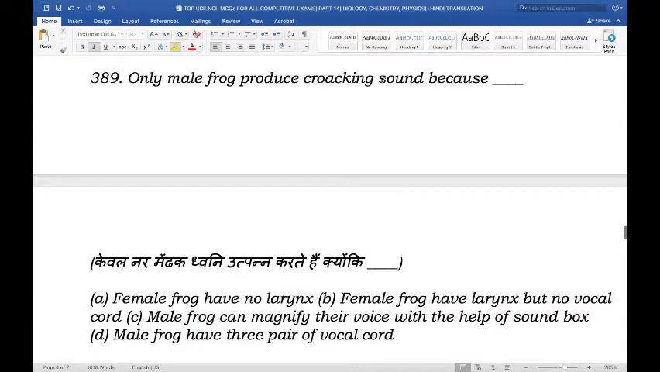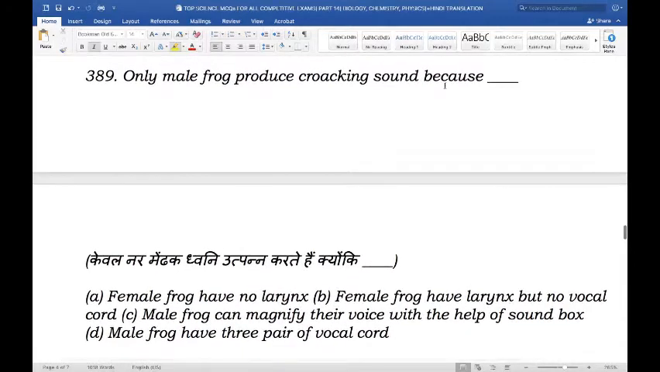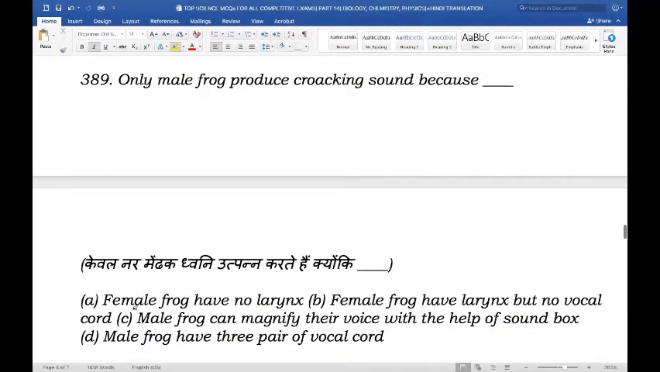Only male frogs produce croaking sound because. So why is it that only the male frogs produce the croaking sound? Is it due to the fact that female frogs have no larynx, and again larynx refers to the voice box? Is it because female frogs have larynx but no vocal cord? Or is it because male frogs can magnify their voice with the help of sound box? Or is it because male frogs have 3 pairs of vocal cord? And the right answer here is female frogs have no larynx. They do not have a sound box, which is why only male frogs produce that croaking sound.